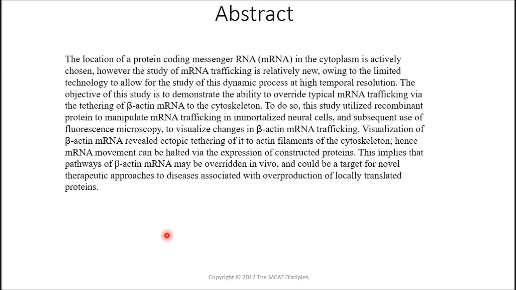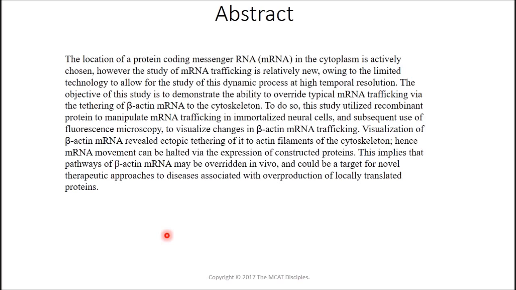Okay? Alright, the abstract. The location of a protein-coding messenger RNA, mRNA, in the cytoplasm is actively chosen. However, the study of mRNA trafficking is relatively new owing to the limited technology to allow for the study of this dynamic process at high temporal resolution. Okay, background research. The objective of the study is to demonstrate the ability to override typical mRNA trafficking via the tethering of beta-actin mRNA to the cytoskeleton. Okay, that's what the study is about.